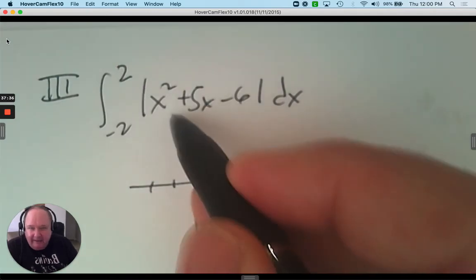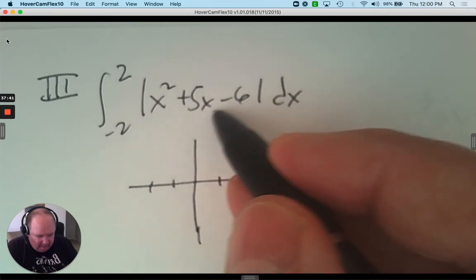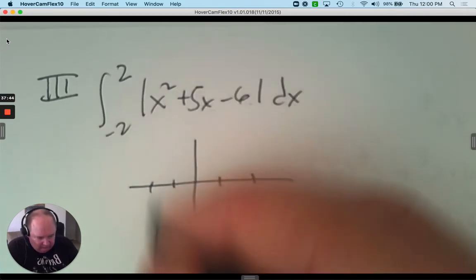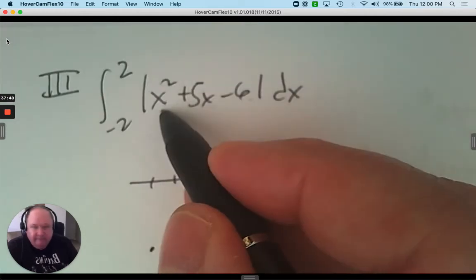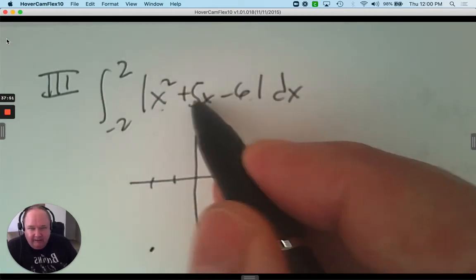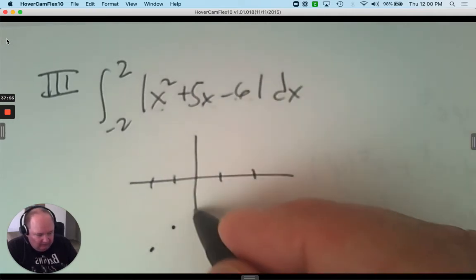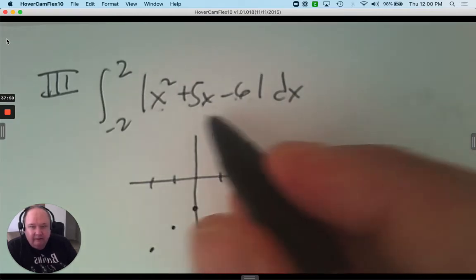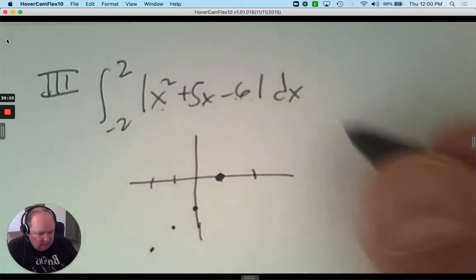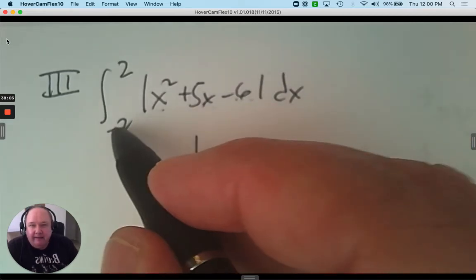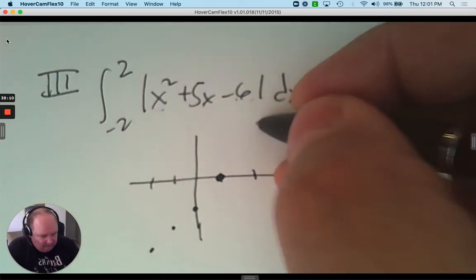So if I plug in negative 2, I get 4 minus, this is negative 10, negative 16. So 4 minus 16, so it's negative 12. That's way down there. Negative 1 would give me positive 1, and negative 11, that's negative 10. 0 would give me negative 6. 1 would give me 0. And then positive 2 would give me 10, 14, 8 up here somewhere.